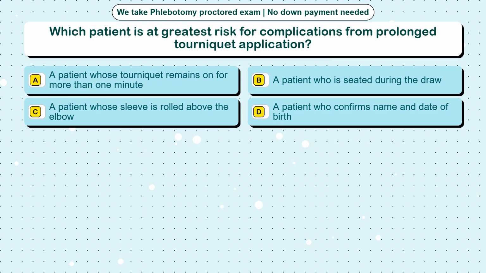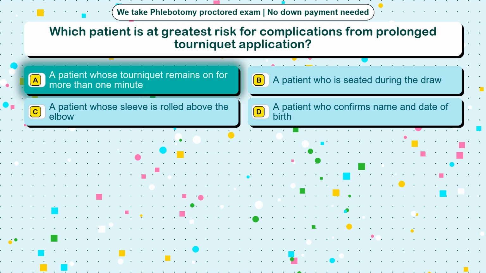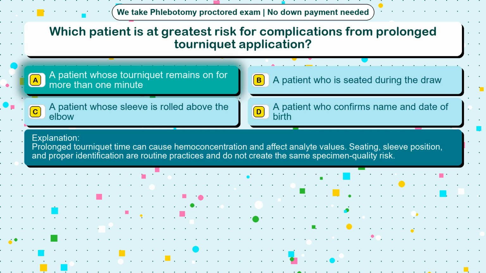Question 61. Which patient is at greatest risk for complications from prolonged tourniquet application? Option A, a patient whose tourniquet remains on for more than 1 minute. Option B, a patient who is seated during the draw. Option C, a patient whose sleeve is rolled above the elbow. Option D, a patient who confirms name and date of birth. The correct answer is option A, a patient whose tourniquet remains on for more than 1 minute. Prolonged tourniquet time can cause hemoconcentration and affect analyte values. Seating, sleeve position, and proper identification are routine practices and do not create the same specimen quality risk.